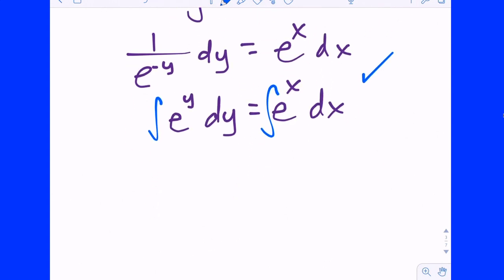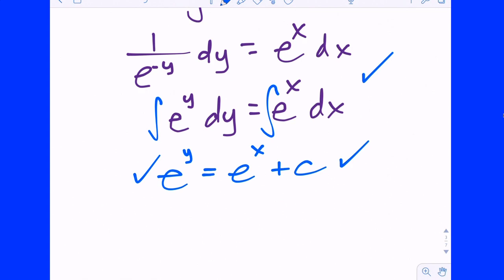So what becomes of the left side? The antiderivative of e to the y with respect to y? E to the y. Do we need a plus c on that side? No. They're going to be collected on the right. The antiderivative of e to the x is e to the x plus c. That would earn a check probably for both antiderivatives, a single check for both, and then a plus c gets the check. All right, now we need to solve for y.